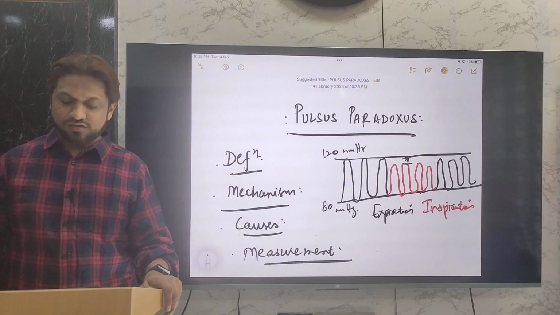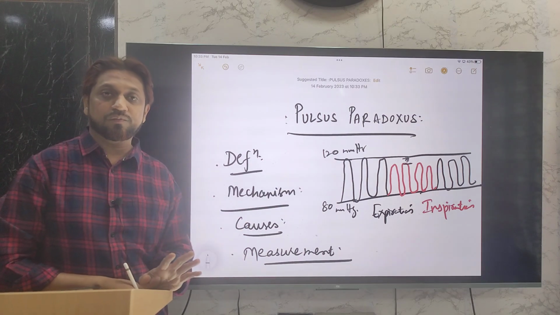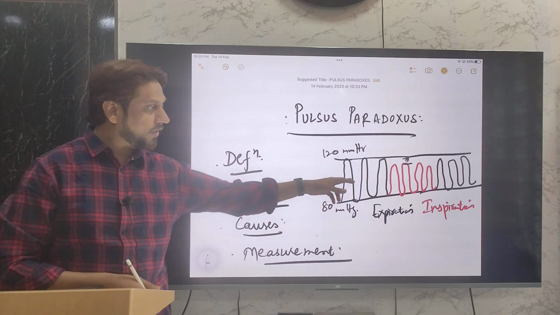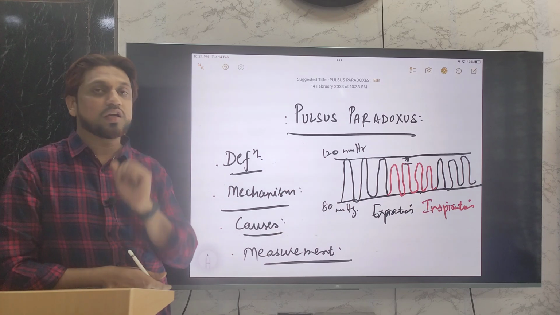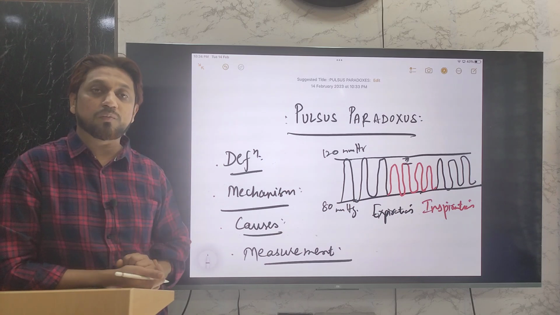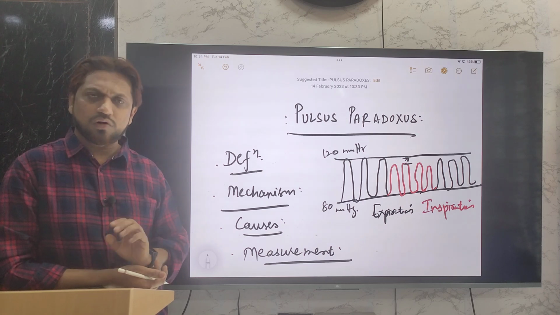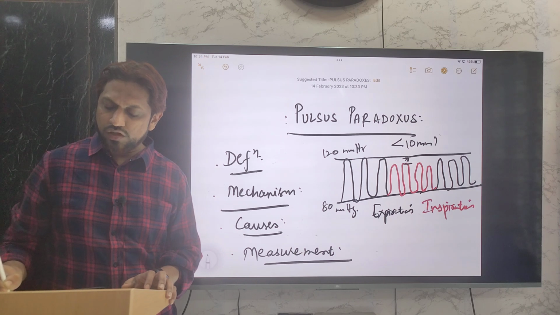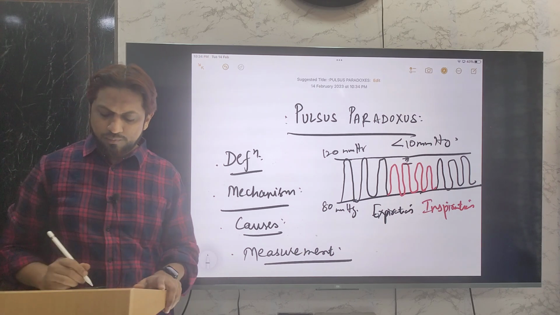So this decrease in the systolic blood pressure during the inspiration, I'll explain the exact mechanism, why the systolic blood pressure will decrease during the process of inspiration, in the mechanism or pathophysiology. So normally it will be less than 10 millimeter of mercury. Okay, if at all there is a decrease, it will be less than 10 millimeter of mercury.